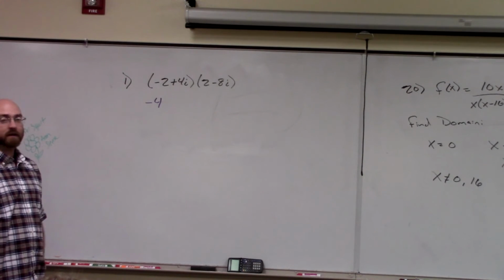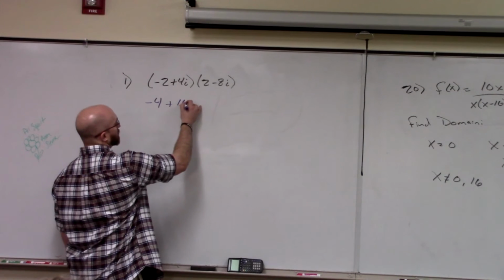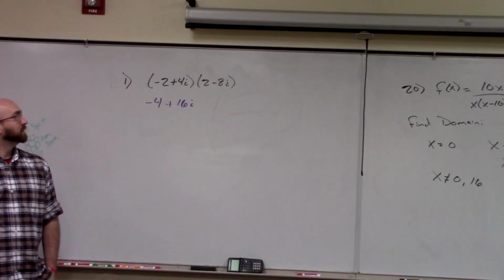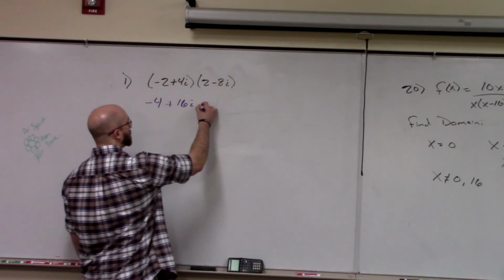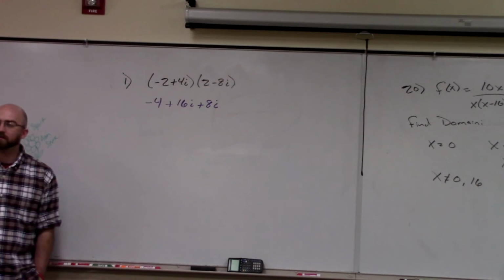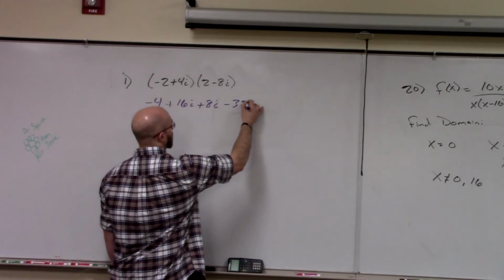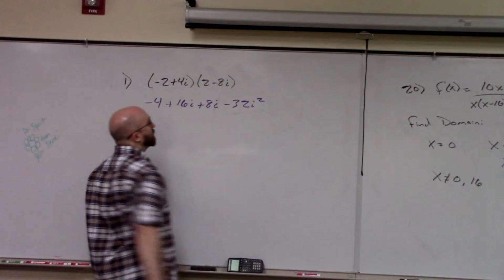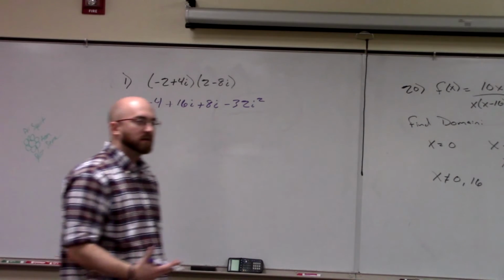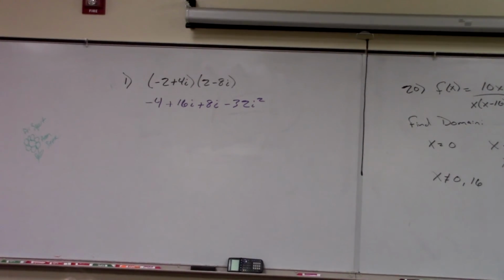So negative 4, plus 16i, plus 8i, minus 32i squared, correct? Is everyone good with that? That's just straight FOILing. You have done FOILing. What is new here? The i is new, right?